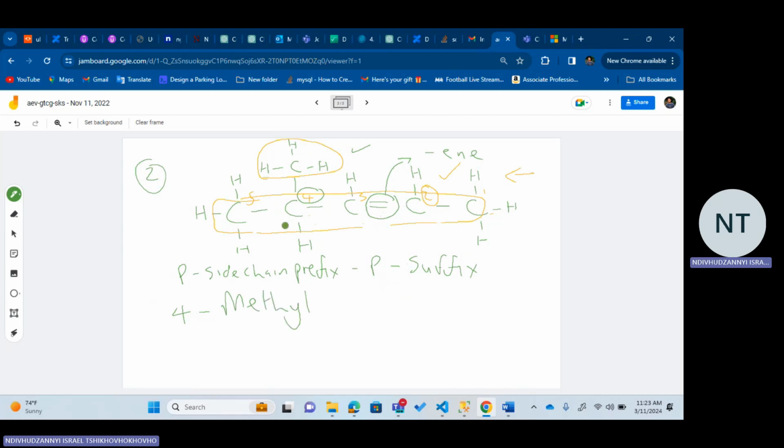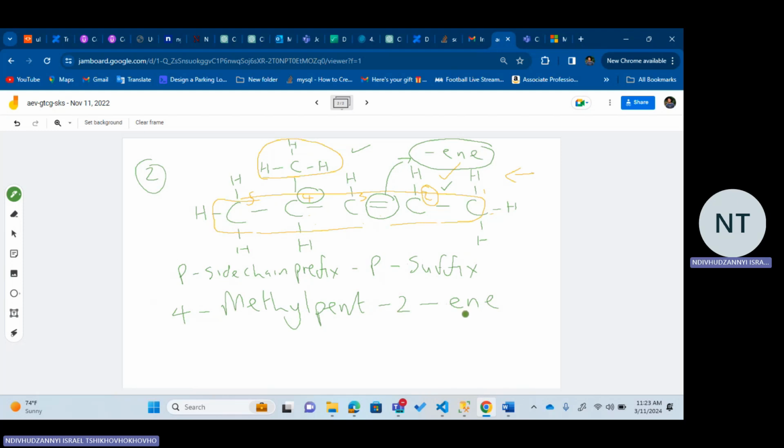Then how many carbons do we have on the longest chain? You see that we have 5, so it's pent. Then what's the smallest position between the double bond? You see that it's 2. Then you write position 2 for the longest chain. Then the suffix is ENE. However you pronounce that, E-N-E. So we'll have 4-methylpent-2-ene.